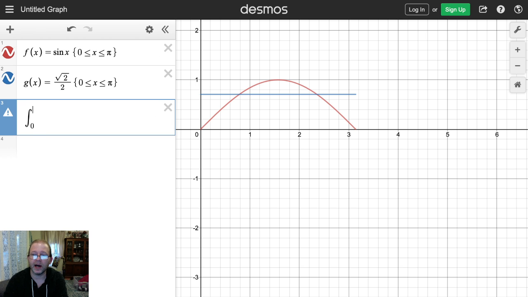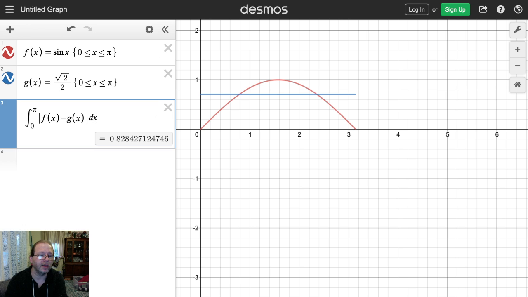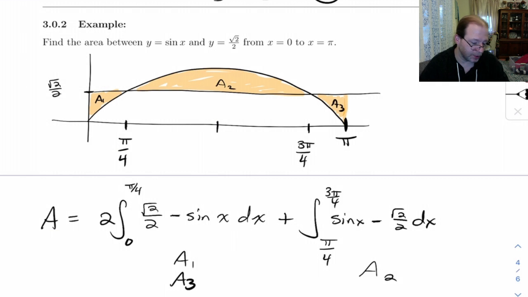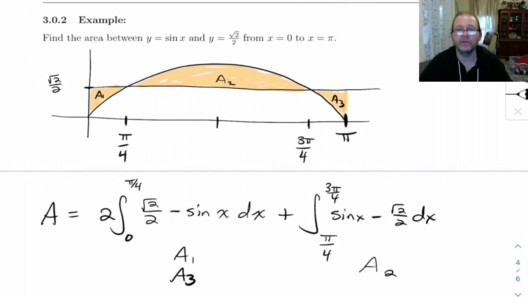So let's look at this. Integral from 0 to pi of absolute value f of x minus g of x dx, and it gives us this number 0.828, 4, etc. All right, so that pretty well finishes this section.